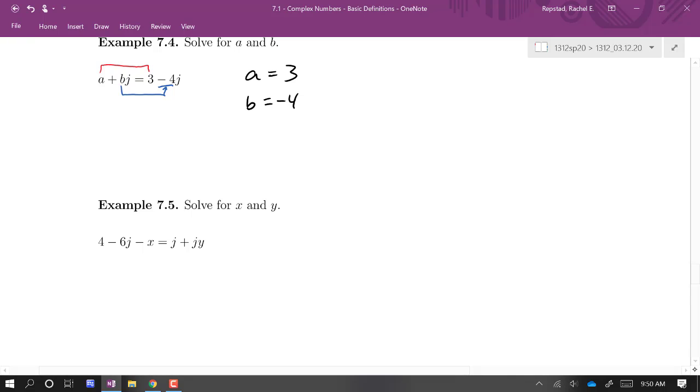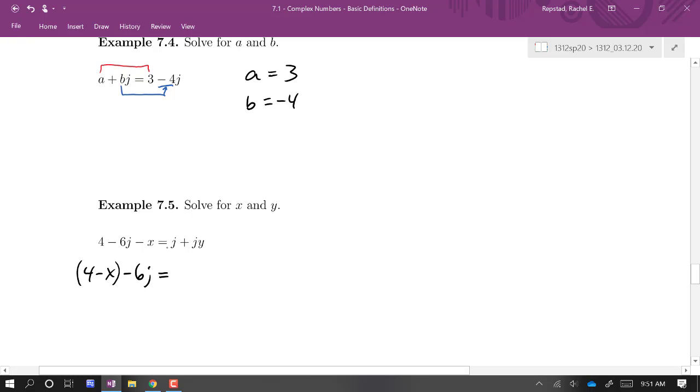So here's one that is slightly more involved. We want to solve for x and y. So all I'm going to do first is rewrite this. And the left side I'm going to rewrite as 4 minus x minus 6j. Now these parentheses aren't necessary, but I think they will be helpful. So I'm going to put parentheses around the 4 minus x. In that way I can see 4 minus x as the real part.